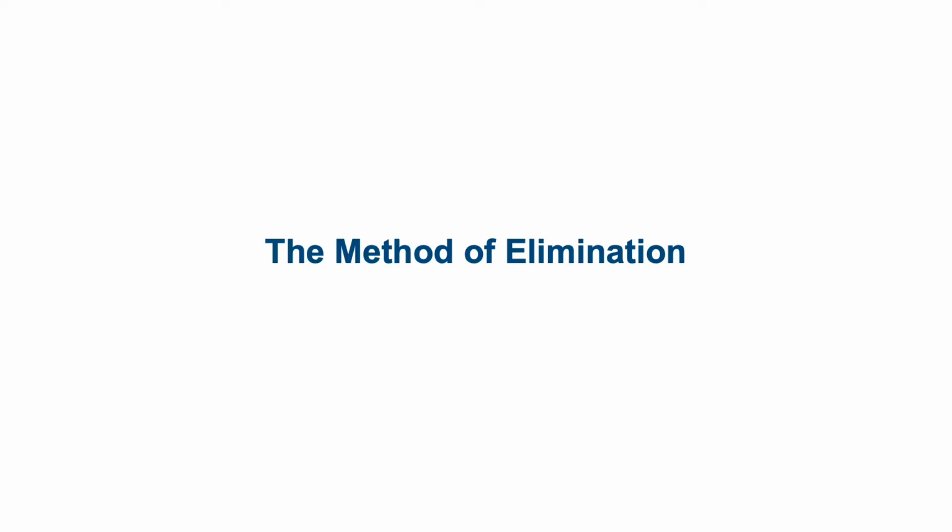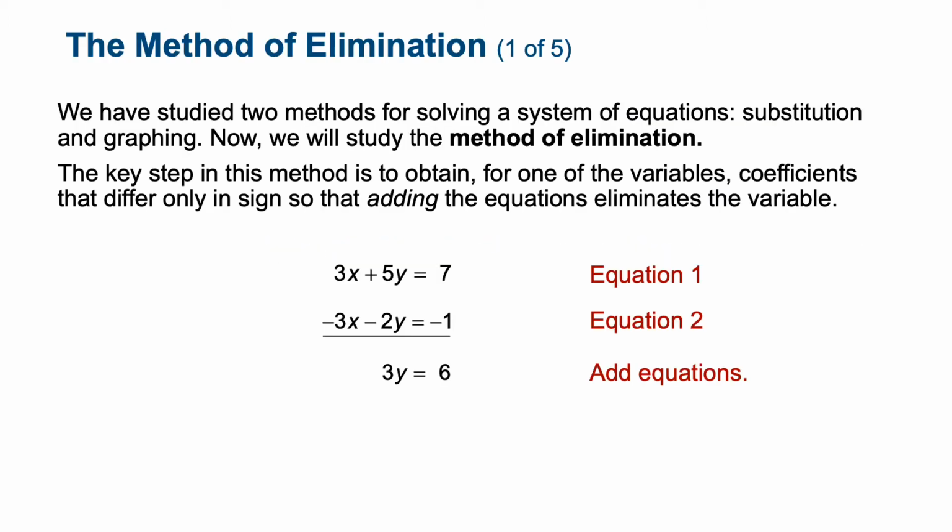Okay, so elimination method, what is it? We've studied two methods: substitution and graphing for solving a system of equations, in other words, finding their intersection, right? But now we're going to go through what's called elimination, and we've seen this before, but let's just refresh our memory. The key step in this method is to obtain coefficients that are the same, but they change sign, okay? So that when you add them together, you eliminate the variable.